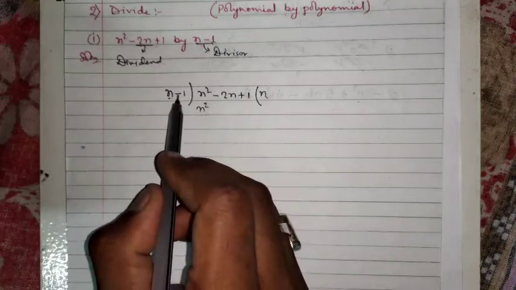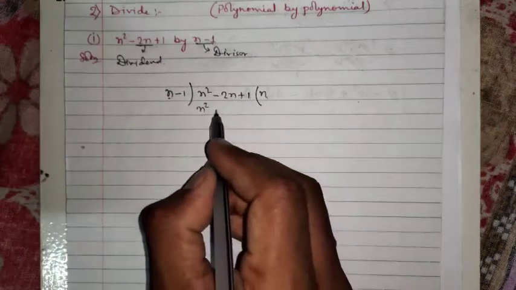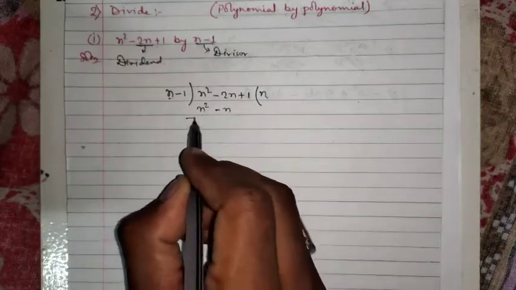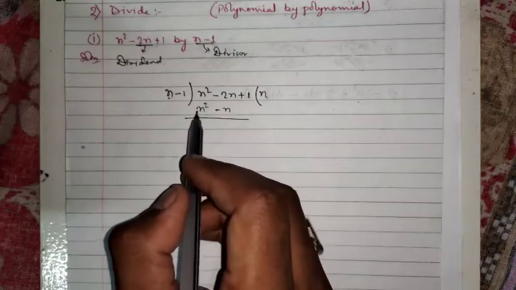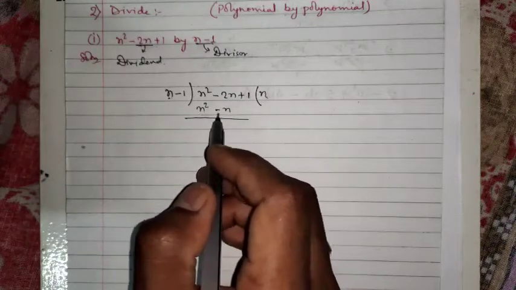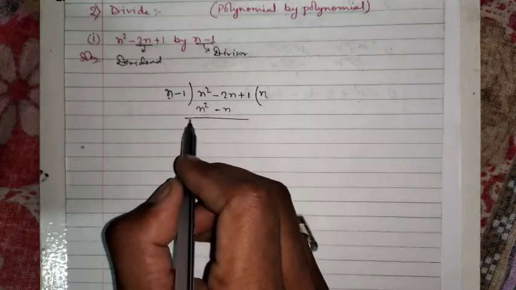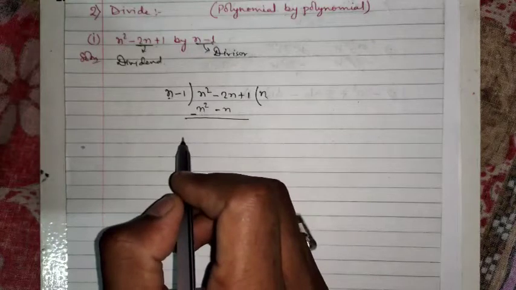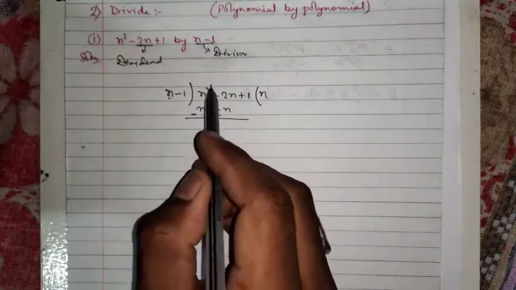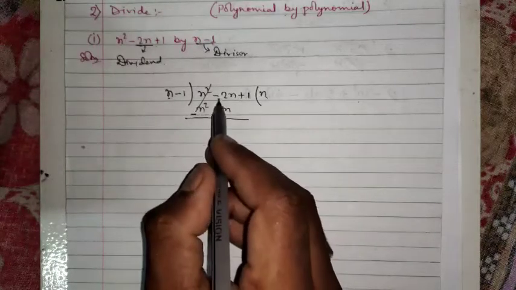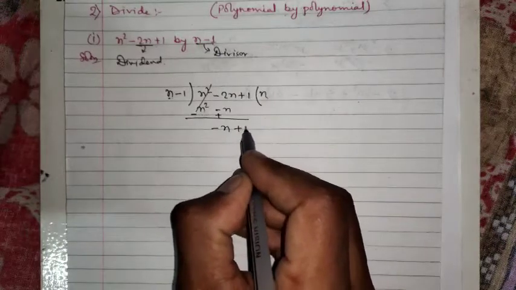Now the second term, minus 1, will also get multiplied by n. Minus 1 into n is minus n. Then we will subtract it, and for subtracting the polynomial the signs of the lower polynomial change. Like this n square, the lower n square is positive, here we will take it as negative, and this one is negative, we will take as positive. Now this will be reduced. Now minus 2n plus n, it will be minus n plus 1.